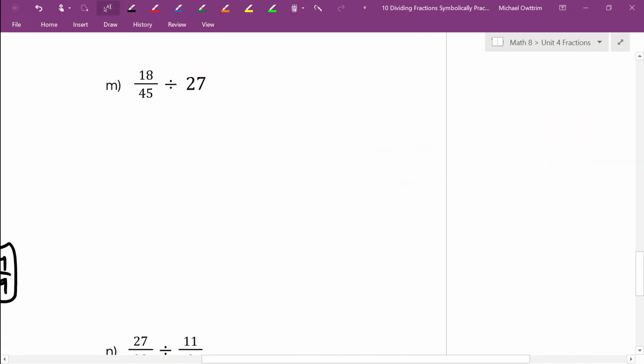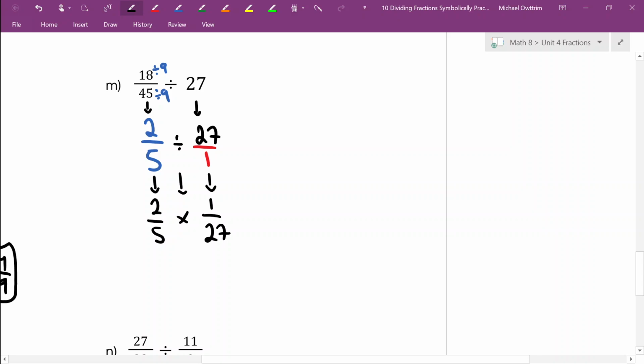In question M, I'm again going to look to simplify to start. So 18 and 45 share a common factor of 9, and we'll simplify that out. 18 divided by 9 is 2, and 45 divided by 9 is 5. We need to divide that by 27. So we're going to write out 27 as 27 over 1, and now we'll multiply by the reciprocal. So leave your first fraction, change divide to multiply, flip your second fraction.